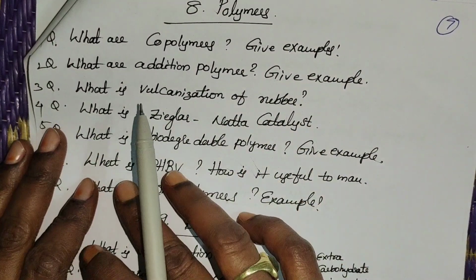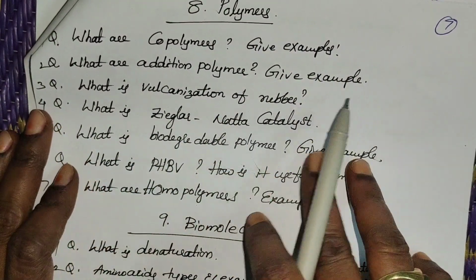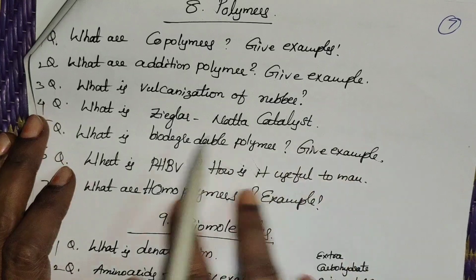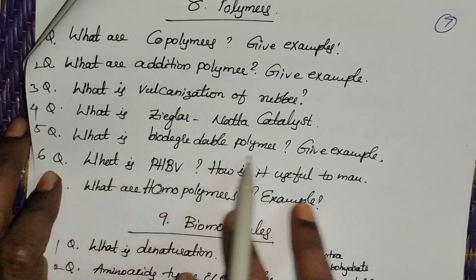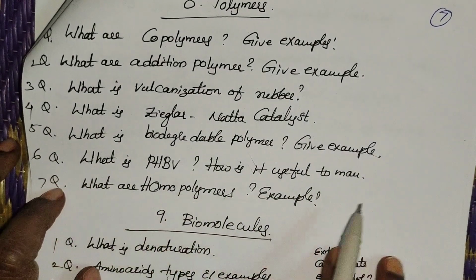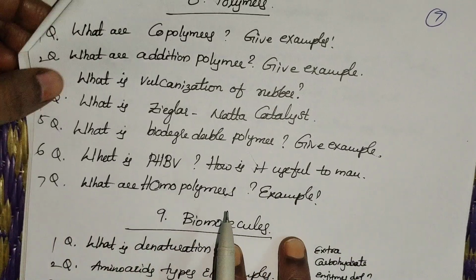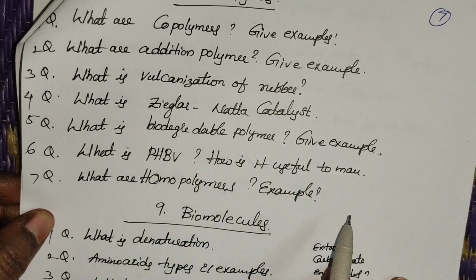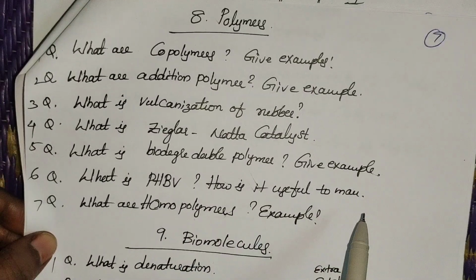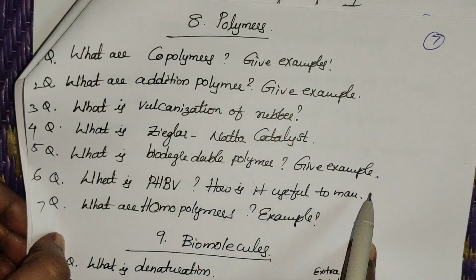Next, what are copolymers? Give an example. What are addition polymers? Give an example. What is vulcanization of rubber? What is Ziegler-Natta catalyst? What is a biodegradable polymer? Give an example. What is PHBV and its uses? What is a homopolymer? Give an example. These are the important polymer questions, especially VSAQs. From these they will ask combined questions as a SAQ also.